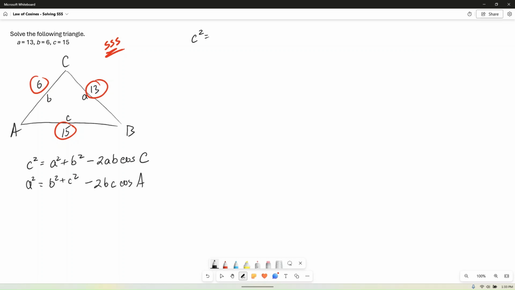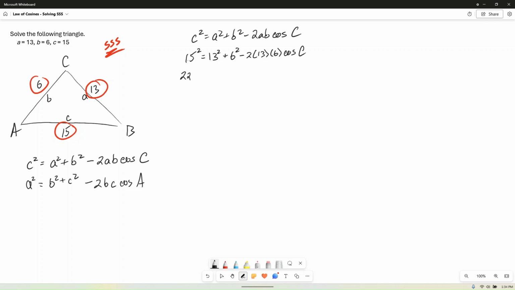So again, c squared is equal to a squared plus b squared minus 2ab cosine of angle C. I know all three sides, so if I plug the sides into this equation, we'll have 15 squared is equal to 13 squared plus 6 squared minus 2 times 13 times 6 times the cosine of C. And again, C is the one we're trying to find. So let's go ahead and simplify this equation.